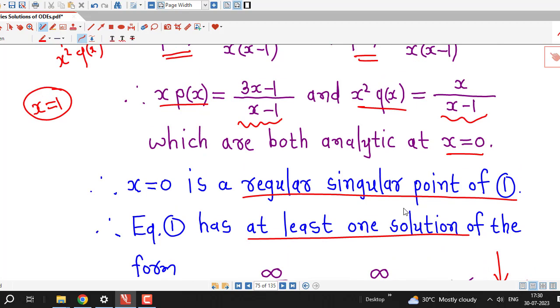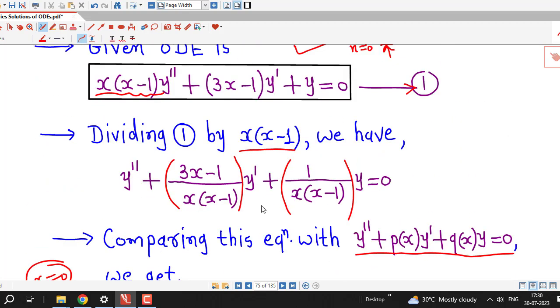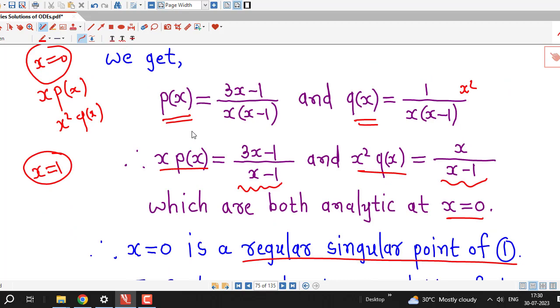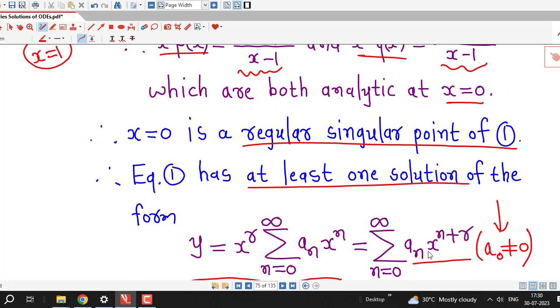Now we have to find y dash and y double dash, and then we will substitute them in this equation number 1. Once we are sure that our solution is in this form, then our aim is to decide the value of r and these coefficients a_n. So for that we will substitute the values of y dash and y double dash in the given equation.